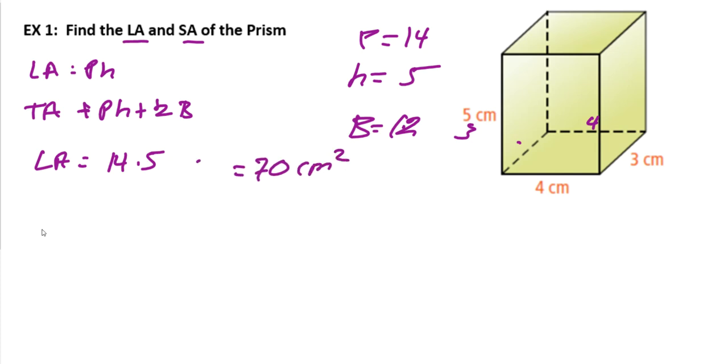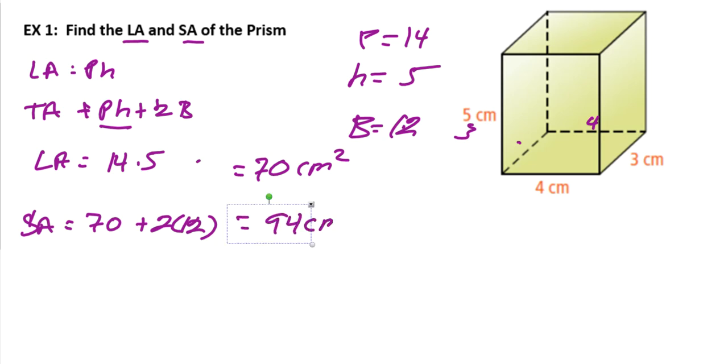Okay. And my total area, my surface area, often abbreviated SA or TA, is going to be that 70. We already found this. So 70 plus 2 times the area of the base, which the base is 12. That's 24. 70 plus 24 gives you, what? 94.